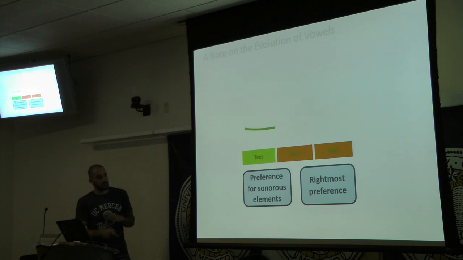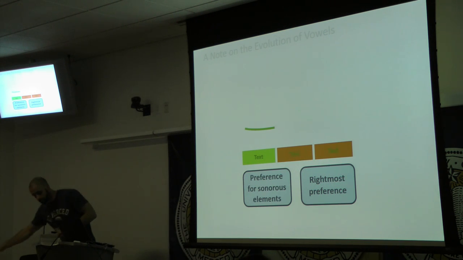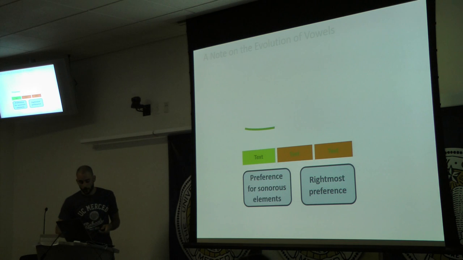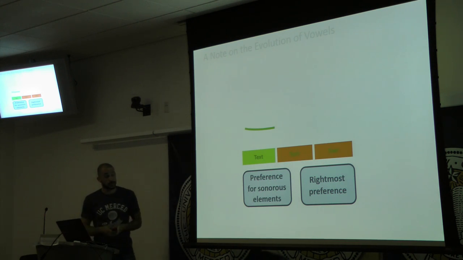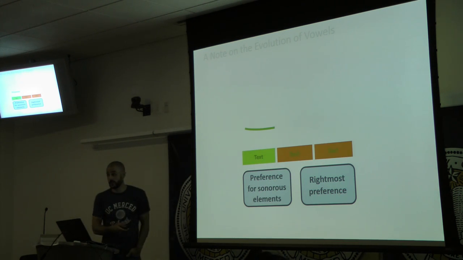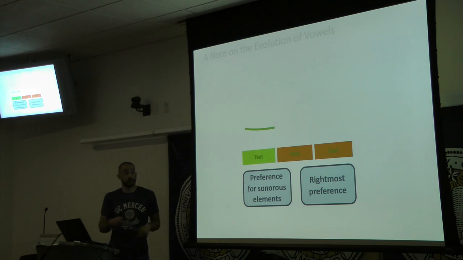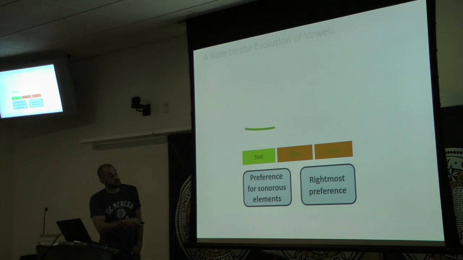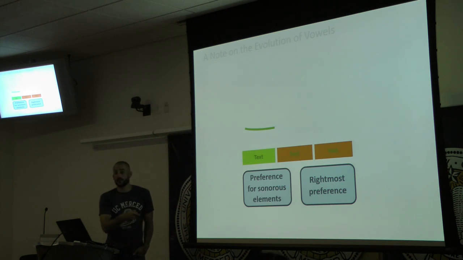They can be realized, and they want to be realized on more sonorous elements, and they want to be realized rightmost as possible. These two preferences are in conflict with each other, because if I want to put it on a sonorous element, on a vowel for example, I have to put it here, which is far away from the right edge. If I want to put it on the right edge, there is no element that can actually bear its own movement, right?